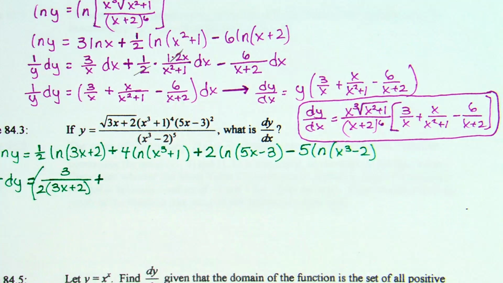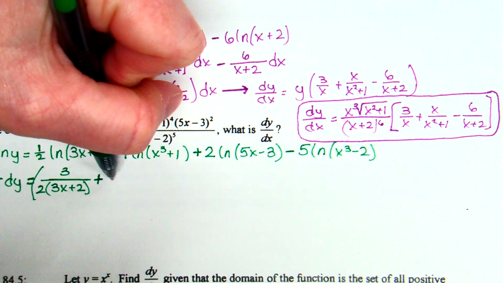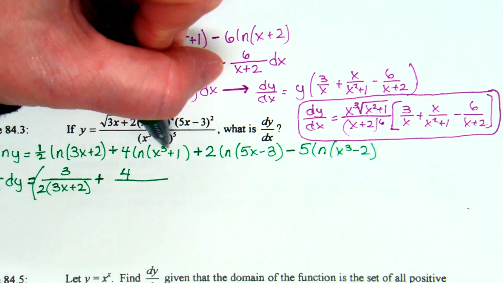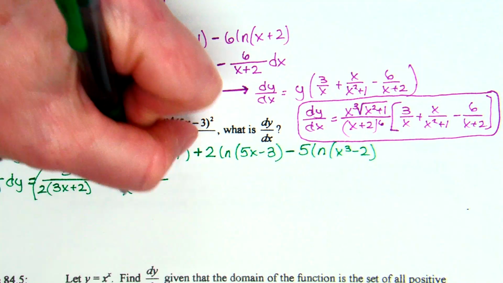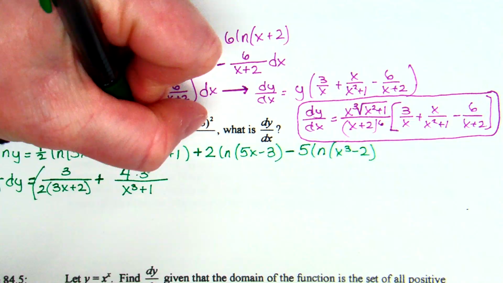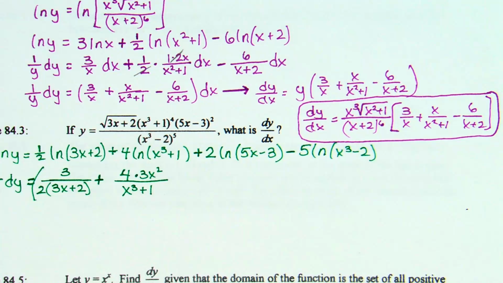Okay, that's my first term. Plus 4 natural log of x cubed plus 1. Sorry, I can't read my own handwriting. Okay, so the 4 goes on top, because that one's derivative of natural log of this term. On the bottom there's going to be x cubed plus 1, because it's 1 over x cubed plus 1, times the derivative of x cubed plus 1, 3x squared. So that will end up being a 12x squared in my next term.